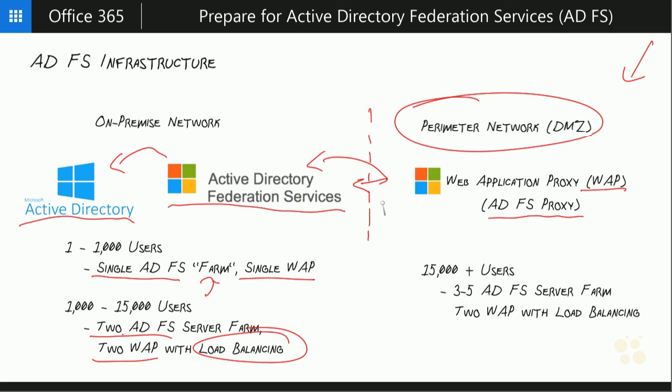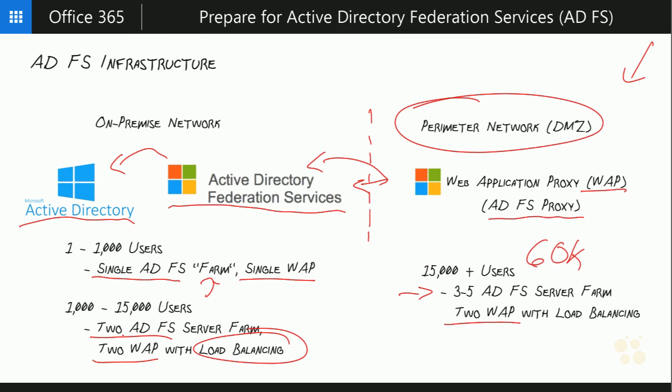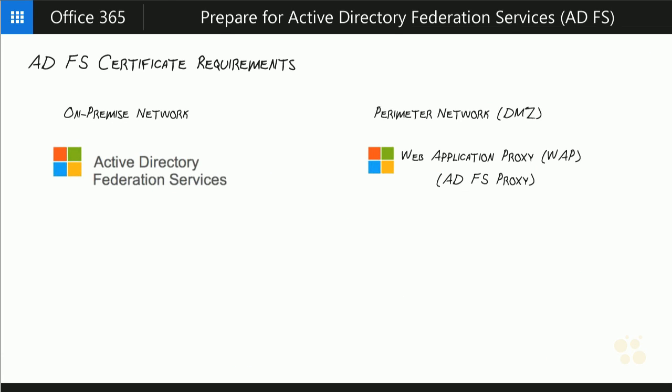Anything over 15,000 users, up to roughly, I think, 60,000 or so, is where they stop. You're going to want 3 to 5 ADFS servers in your server farm and still 2 WAP servers with load balancing. So just keep these general numbers, these general thresholds in mind. Obviously, from installation to installation, it's going to change. Your needs will vary depending on how heavily you're using these services. So these are not hard and fast rules. They're just general guidelines.